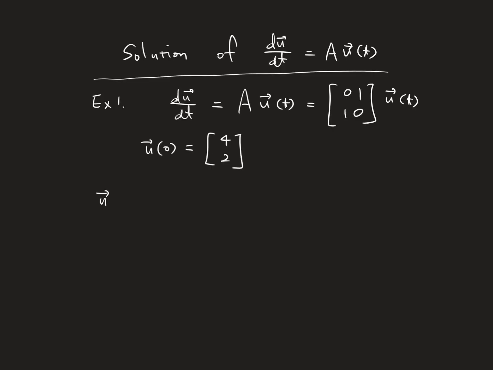So we'll talk about the solution of du/dt equals A times u(t), and we'll see an example. The A matrix is given as [0, 1; 1, 0], and the initial vector is (4, 2). If we plug in a guess, u is just e^(λt) times the vector x.